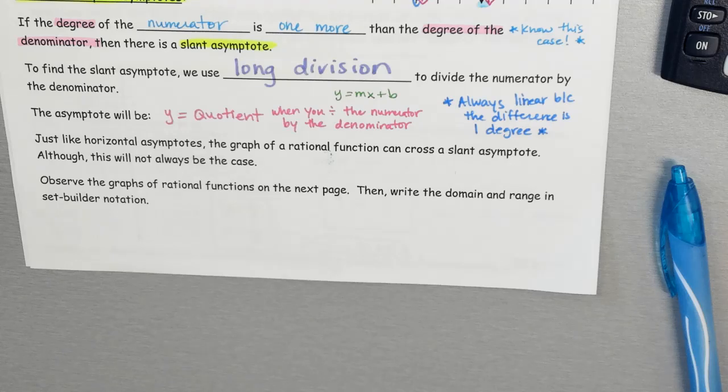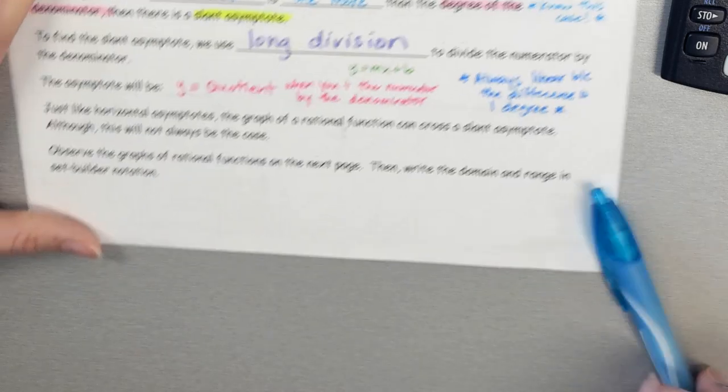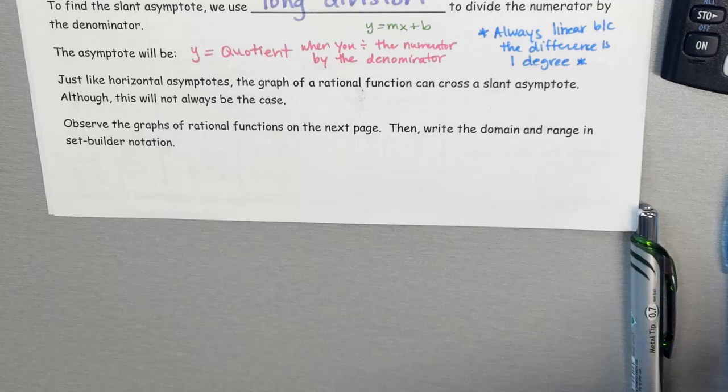Okay, now remember, if the numerator is greater in degree than the denominator, remember how we wrote no horizontal asymptote? So that's the rule. If the numerator is greater than the denominator, there's no horizontal asymptote. That's because there's a slant asymptote, as long as the degree is 1 more. Okay, so you will never have both a horizontal and a slant. You can only have one or the other. All right, and then just like the horizontal asymptotes, the graph of the rational function can cross a slant asymptote, but that doesn't always happen.